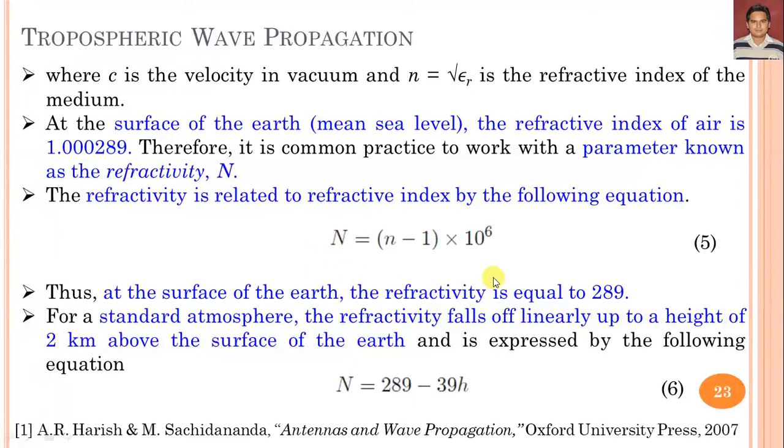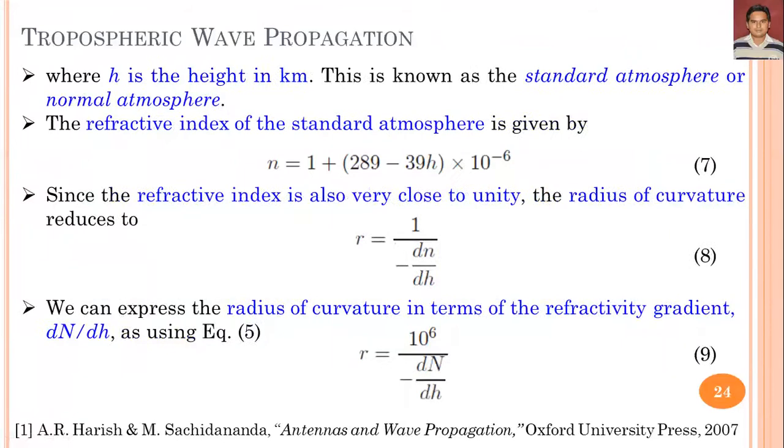By using equation 5, we can calculate the refractivity at the surface of the earth, which is equal to 289. For a standard atmospheric condition, the refractivity falls off linearly up to a height of 2 km above the surface of the earth, and can be expressed by equation 6: N is equal to 289 minus 39h. Here, 289 is the refractivity at the surface of the earth, and h is the height from the surface of the earth. This is known as the standard atmosphere or normal atmosphere.